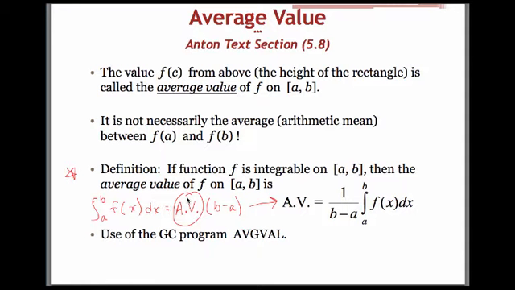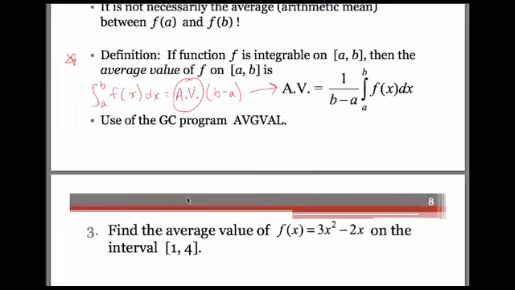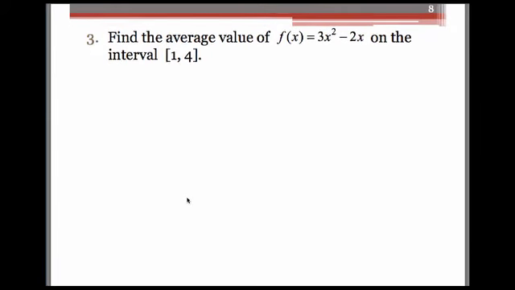And there is an average value program on your calculator. We're going to go through that today after we go through the next problem, so you'll definitely want to have your calculators handy. Let's take a look at that problem, then we'll talk about the calculator program you have. So we want to find the average value of 3x squared minus 2x on the interval from 1 to 4.